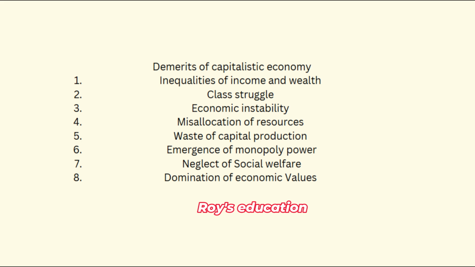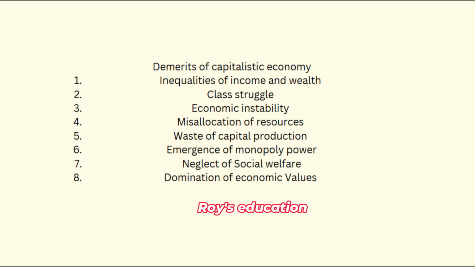Next point is misallocation of resources. The capitalist economy has led to misallocation of resources. Rich people have more purchasing power and therefore there is more production for luxuries and comforts rather than necessities. Because the motive of the producers is to earn more profit, the production of necessities is neglected. Such an allocation of resources is undesirable from the viewpoint of society.